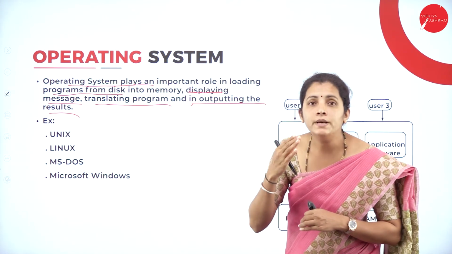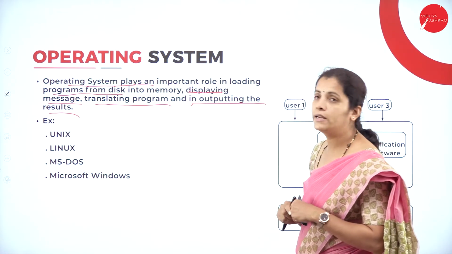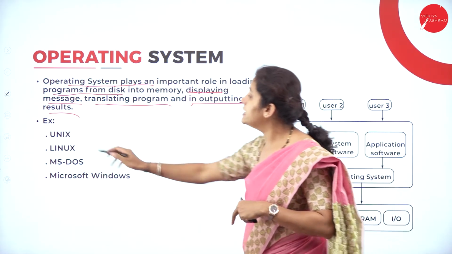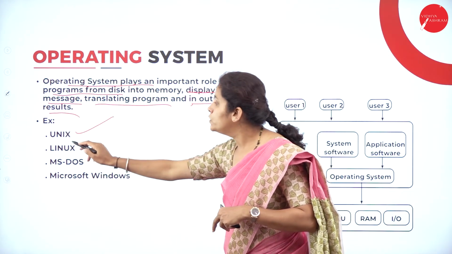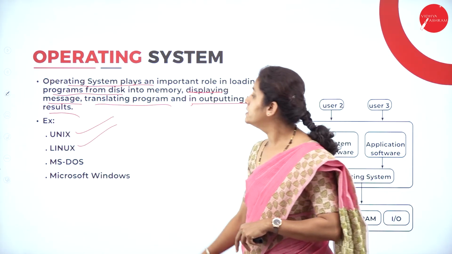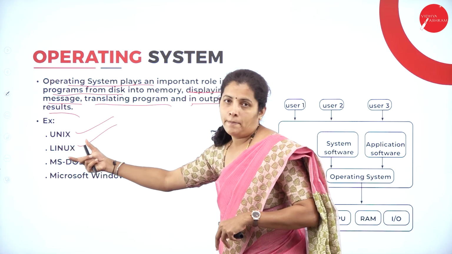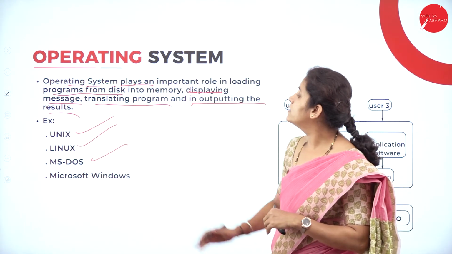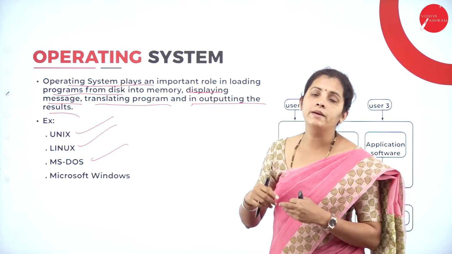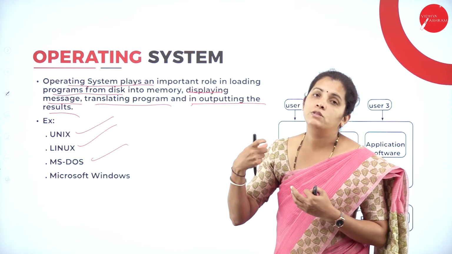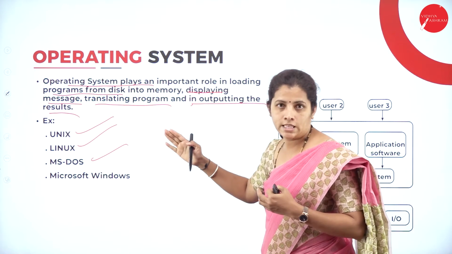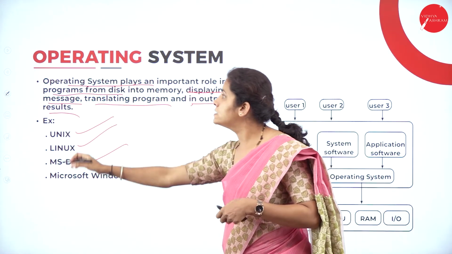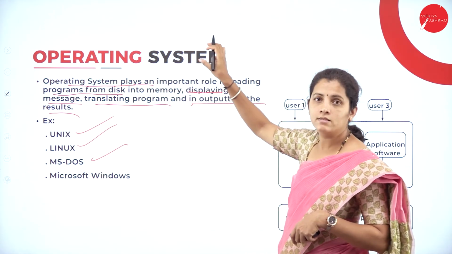The best examples of operating systems are the Linux operating system, the Unix operating system, MS DOS, and Microsoft Windows. In Microsoft Windows, it may be Windows 7, Windows 10, Windows XP, etc. These are the examples of operating systems.